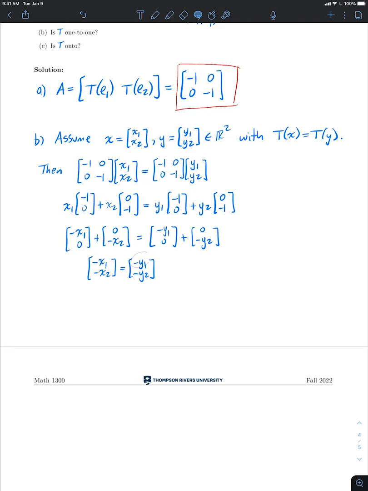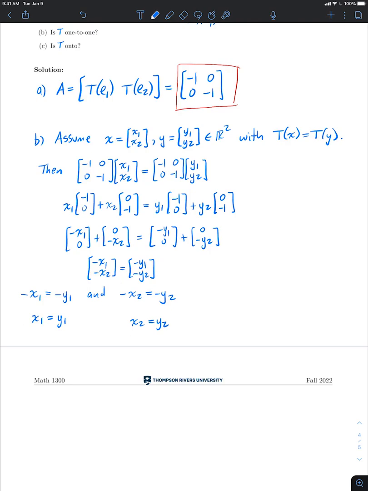So negative x1 and negative y1 have to be the same thing. So negative x1 is equal to negative y1, and negative x2 has to equal negative y2 in order for the second coordinates to be the same, right? So what does that tell you? I'm going to change that to a better drawn 2 here. That tells you that x1 has to be equal to y1. Just get rid of the negatives, right? x2 has to equal y2.